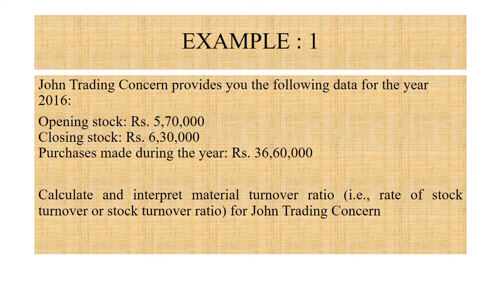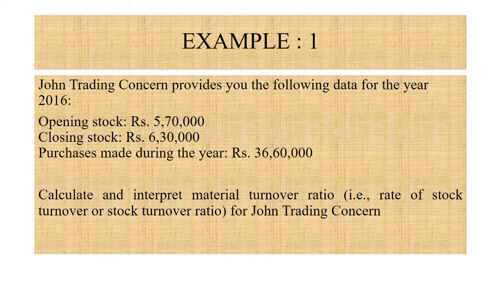We'll take a look into this example. John Trading Concern provides you the following data for the year 2016. Opening stock rupees 5,70,000, closing stock rupees 6,30,000, purchases made during the year rupees 36,60,000. Calculate and interpret material turnover ratio, that is rate of stock turnover or stock turnover ratio for John Trading Concern.